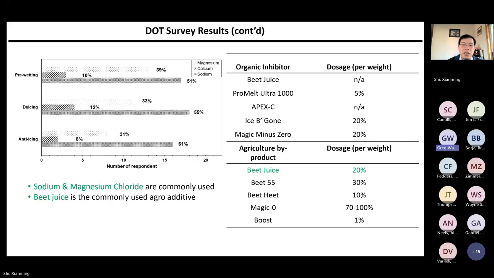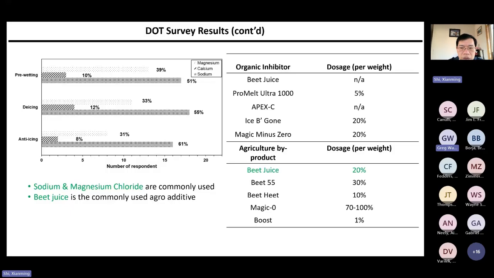So according to the survey results, we asked people what kind of deicers they apply for various strategies of winter road maintenance operations, such as pre-wetting, de-icing, and anti-icing. As you can see in the chart on the left, few agencies actually use calcium chloride. Most common products used are sodium or magnesium chloride.